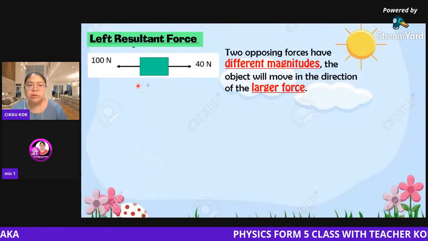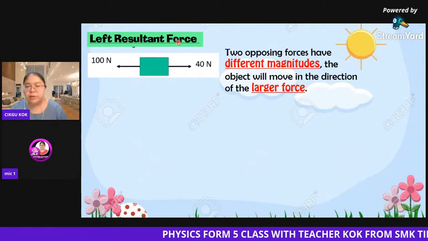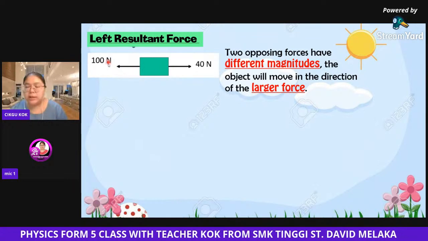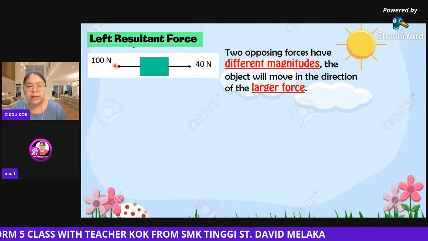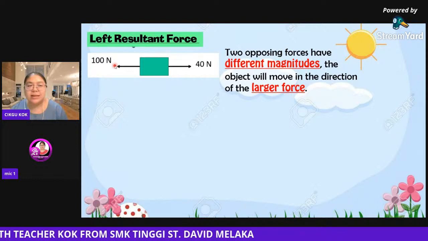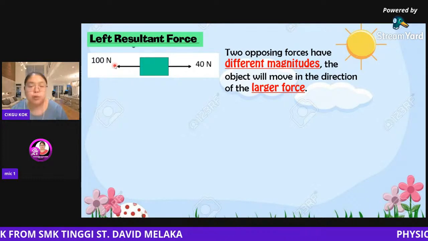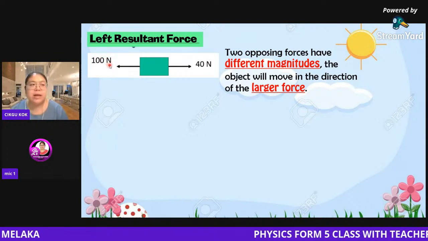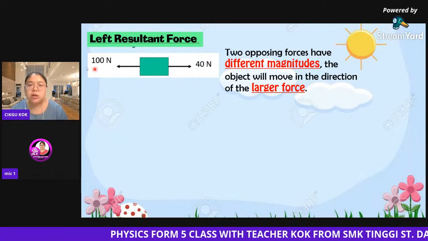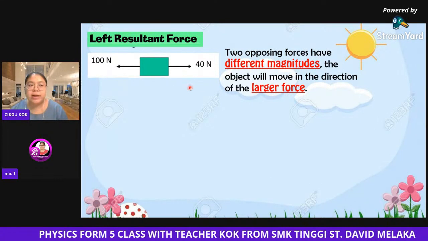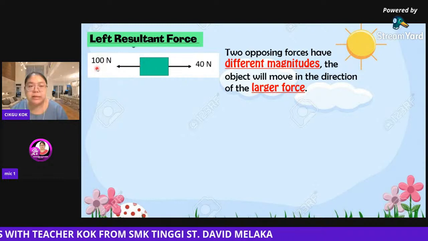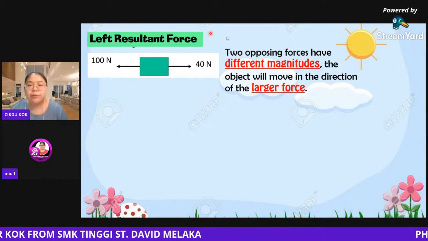Okay, now the second situation is left resultant force. That means the left-hand side produces a higher force. You can see the diagram. Now we take the left-hand side as positive. Normally we ignore the negative because you don't need to explain it. So from here the left-hand side is 100 Newton, then the right-hand side is 40 Newton. So we take 100 minus 40 Newton. The result is 60 Newton. Where does the 60 Newton go? It must go to the left. So we call it a left resultant force.